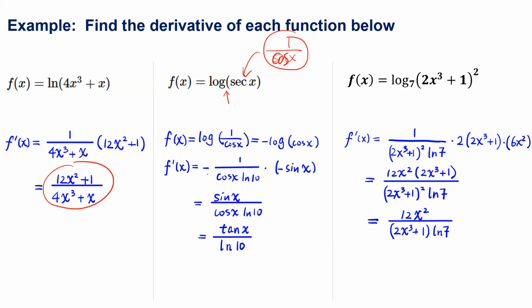Then that equals the derivative of the outer function, which is 1 over cosine x times ln 10, then times the derivative of the inner function, which is cosine x, whose derivative is negative sine x. Therefore, the final solution is sine x over cosine x over ln 10, which can also be simplified to tangent x over ln 10. Do you have any questions?